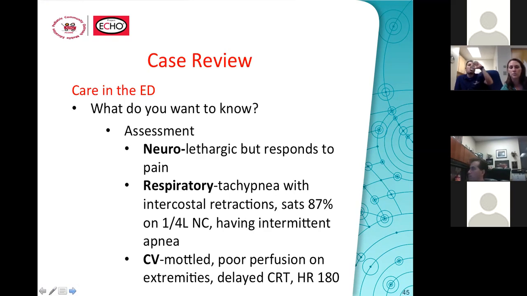And then CV was mottled, had very poor perfusion in extremities, delayed cap refill was like 5 or 6 seconds, and heart rate was 180. They did not have a blood pressure prior to our arrival because they didn't have a cuff small enough.